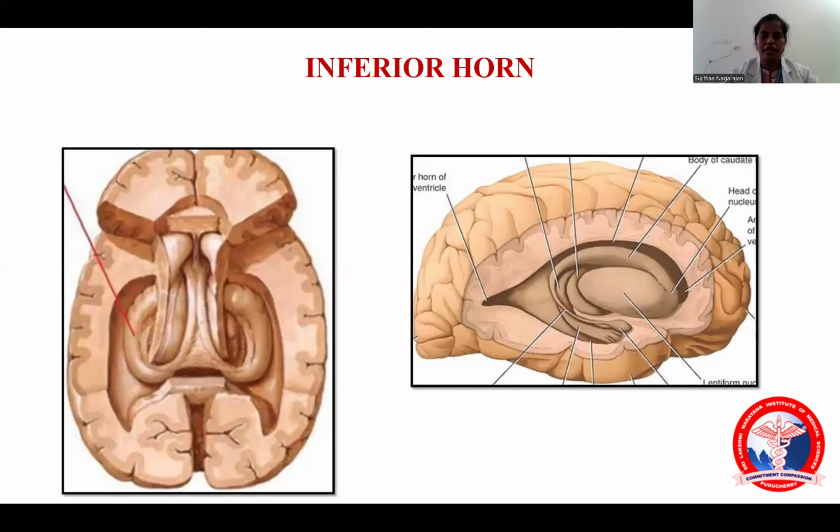Now let's see about the inferior horn. As we know, the inferior horn projects into the temporal lobe and it is very closely related to the hippocampus. In this picture, we can see this is the hippocampus. This hippocampus looks like an animal's paw.